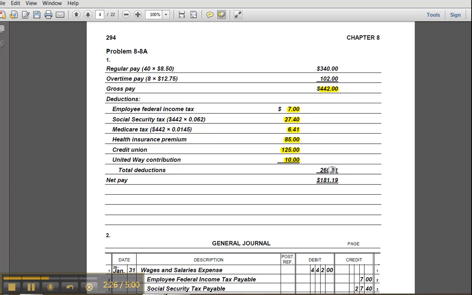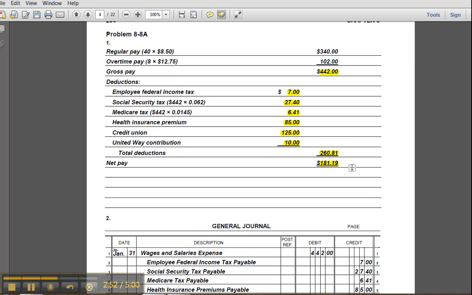So if I add all of these up, my total deductions are $260.81. So gross pay, the amount I started with, minus all my deductions, his net pay is $181.19. So keep in mind that even though he has a gross pay of $442, he's only taking home $181.19. Seems pretty low, but also keep in mind that $125 of that's going to the credit union. So the next step then is to journalize all of this.